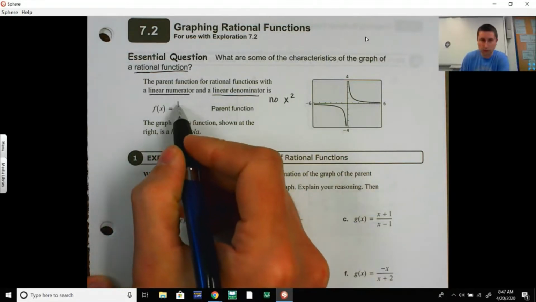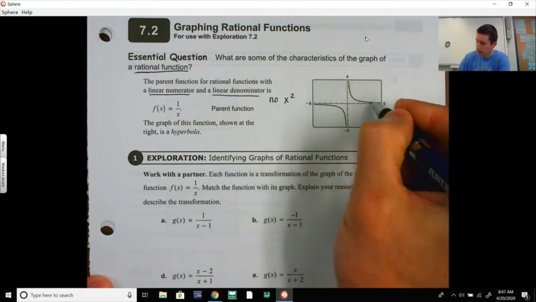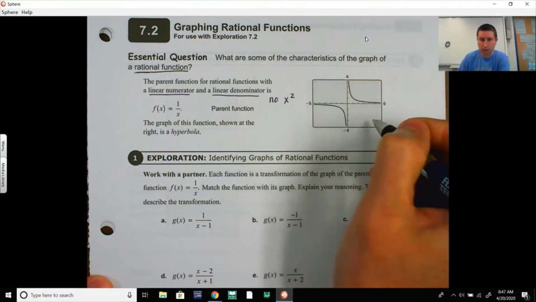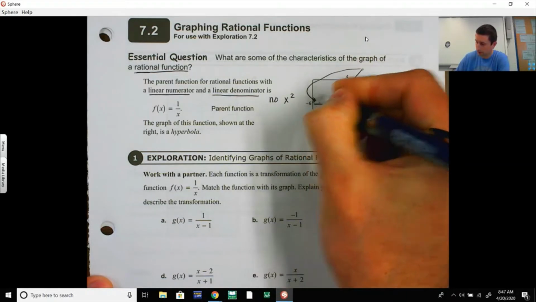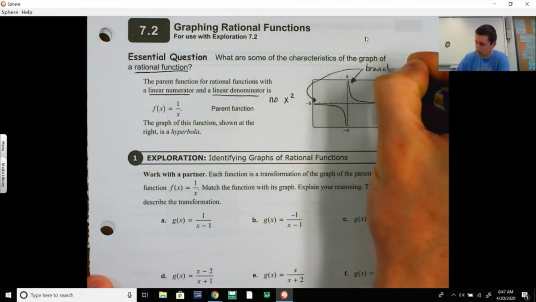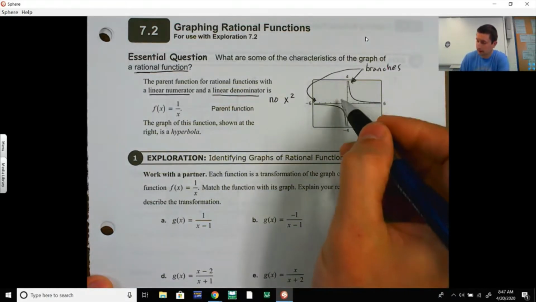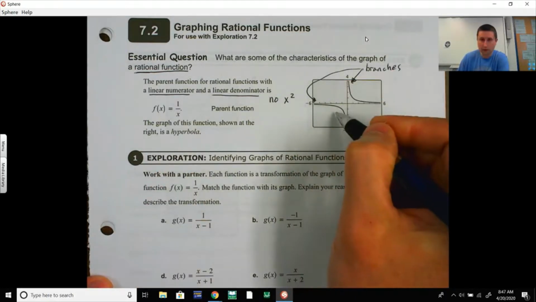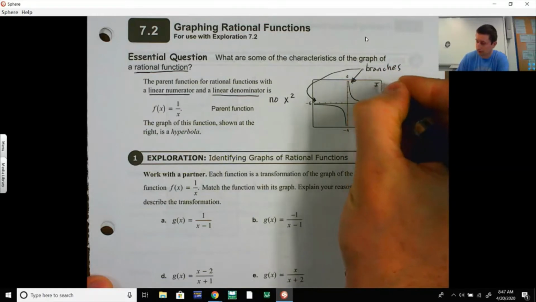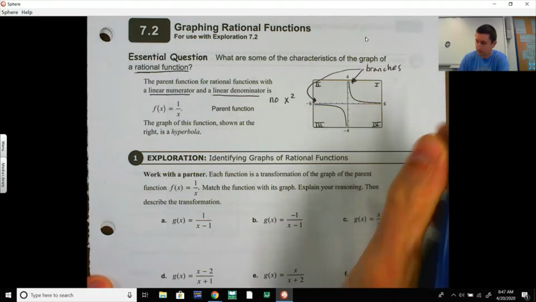Okay, so this is our parent function, 1 over x, and this is what it looks like right over here. The whole graph is called a hyperbola. Each individual part is called a branch. It's kind of like a tree. You have two parts to this graph. In this case, if there is a positive value on top, you're going to have graphs in the first and third quadrant. Remember, the quadrants go 1, 2, 3, 4.